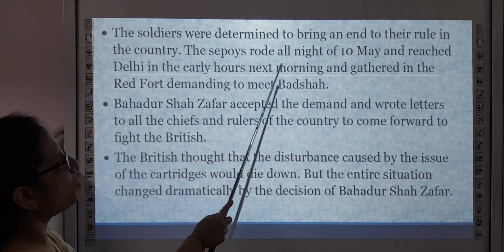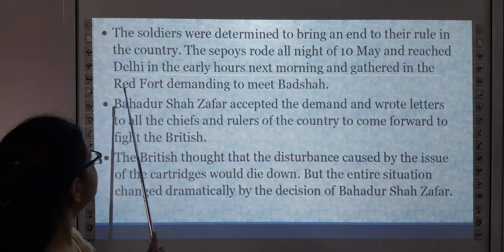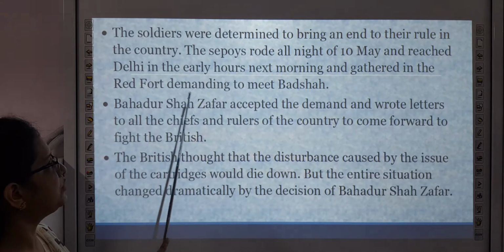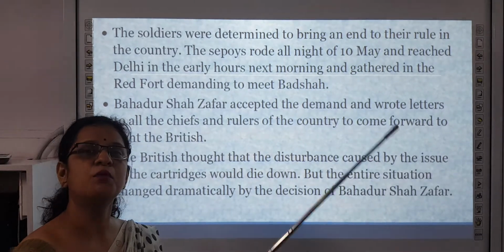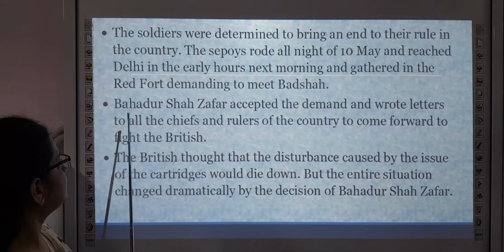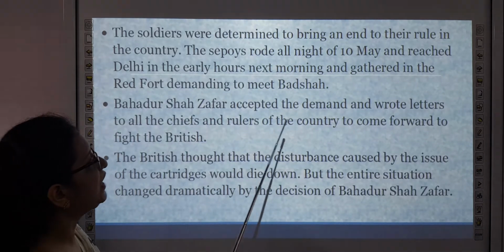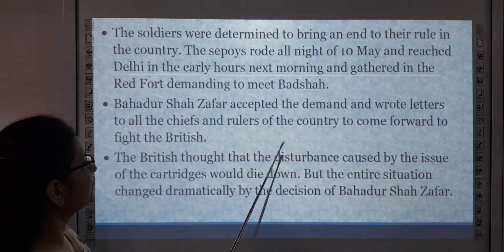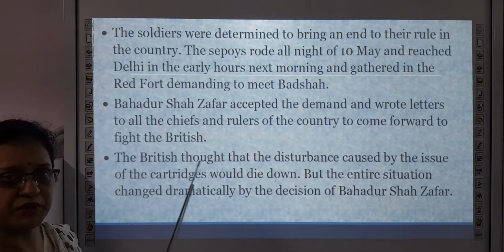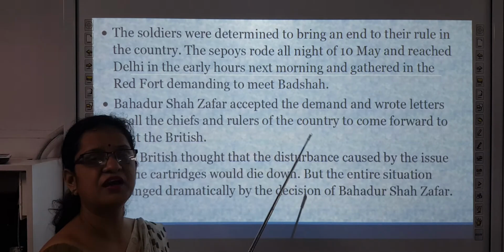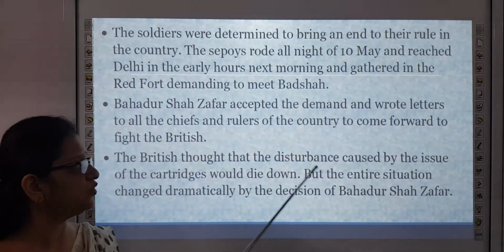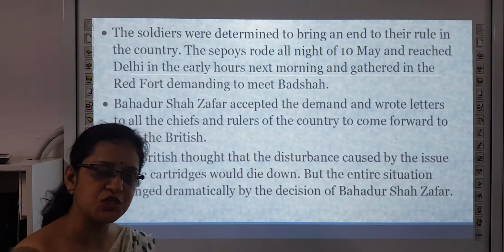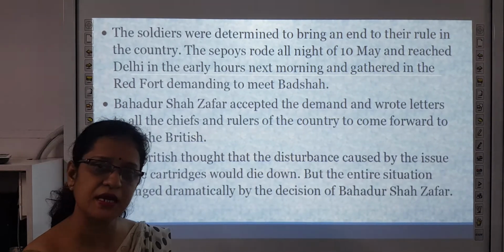The sepoys rode all night of 10th May and reached Delhi in the early hours of the next morning and gathered in the Red Fort, demanding to meet the Badshah, meaning Bahadur Shah Zafar. Bahadur Shah Zafar accepted the demand and wrote letters to all the chiefs and rulers of the country to come forward to fight the British. This single step had great implications. I must tell you, the step taken by Bahadur Shah Zafar had great implications for the revolt of 1857.